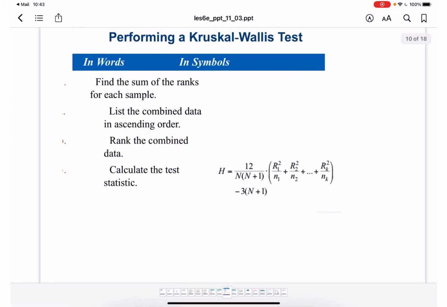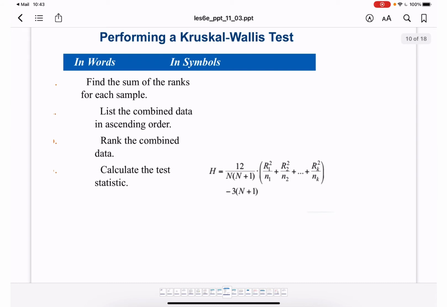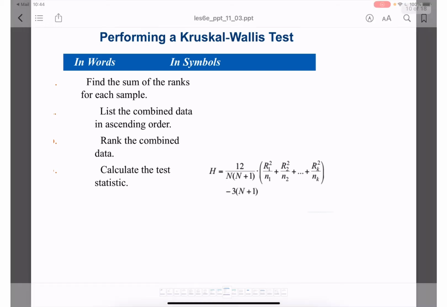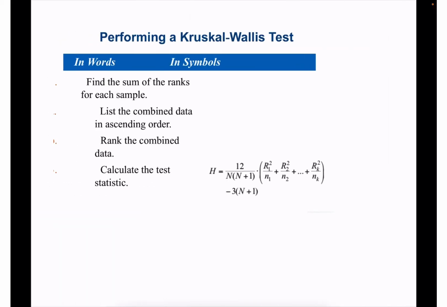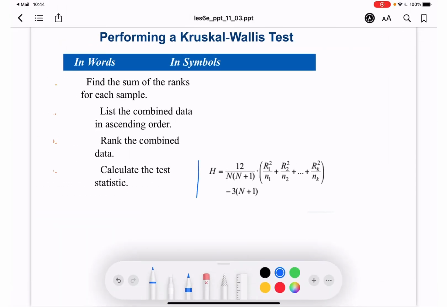Okay. So let's start performing the Kruskal-Wallis test. And here is the formula we already know. This is the formula for the test statistic for the Kruskal-Wallis test. So we need to take all these 3 samples that we are going to have, combine them as data in ascending order, and rank this combined data.